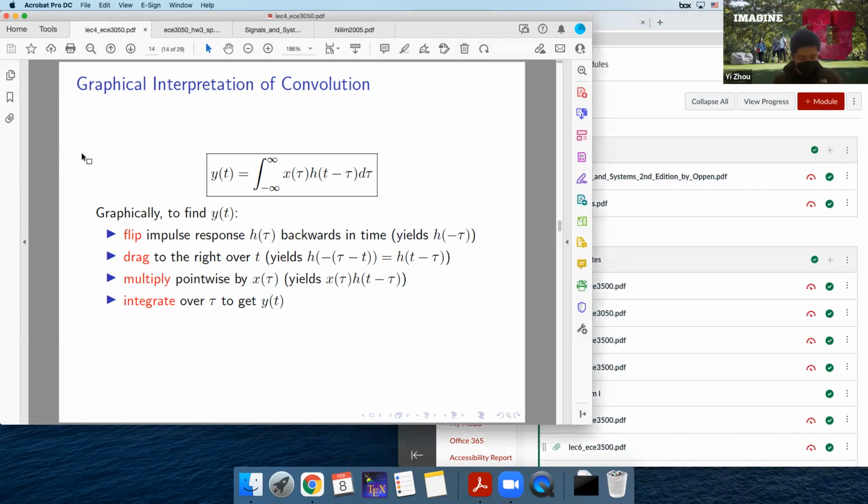Okay, so we will continue talking about lecture 4 about convolution, and after that, in the end, we can spend some time to talk about homework 3, if you have any questions.